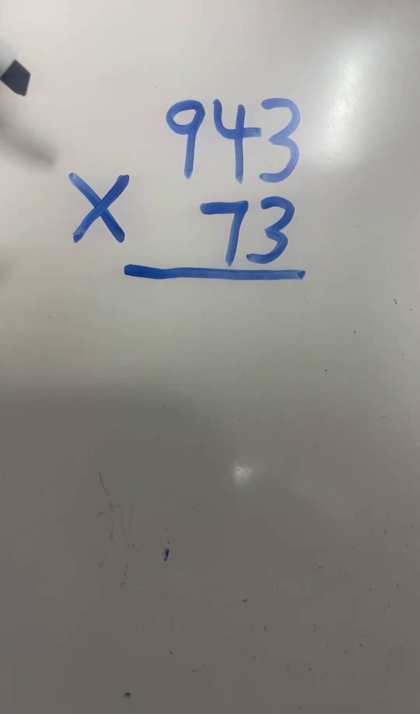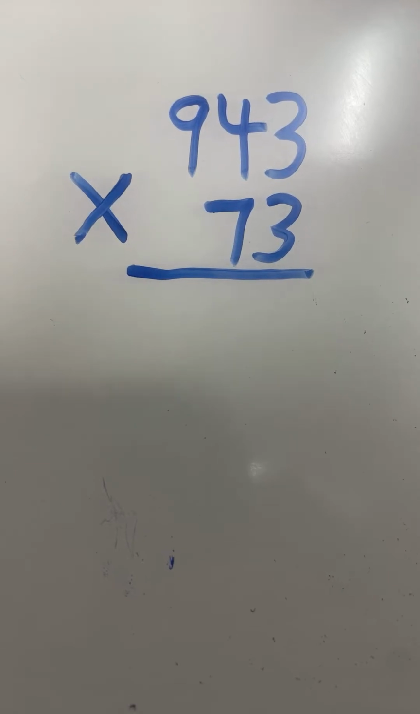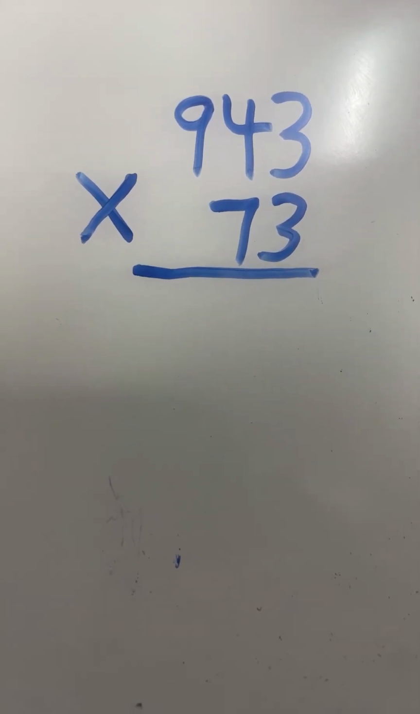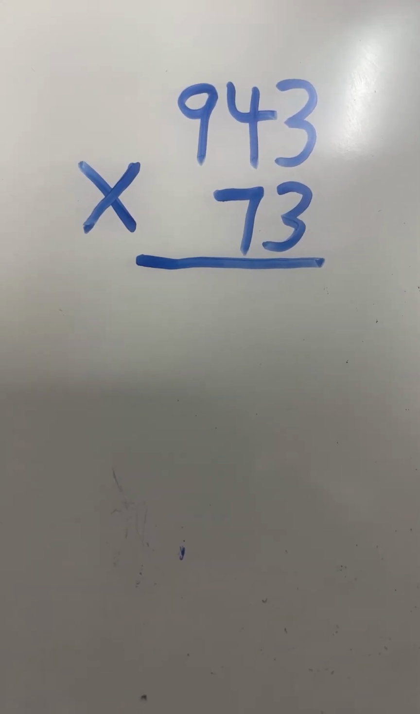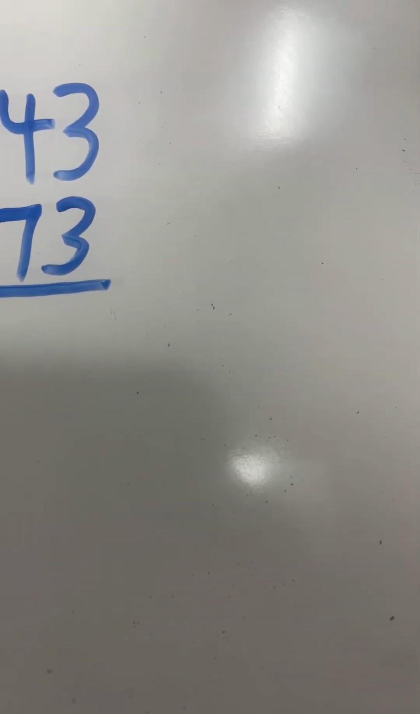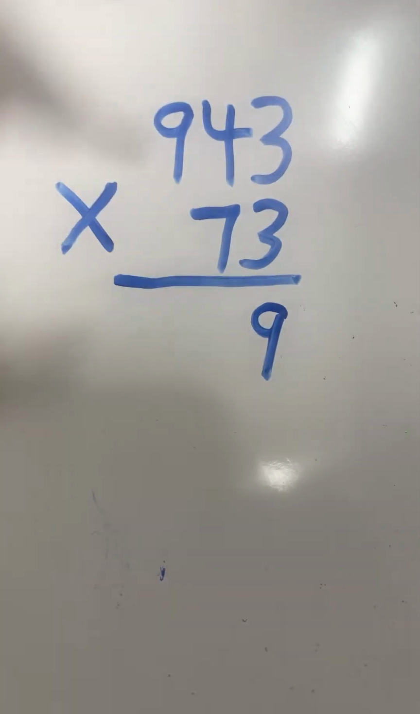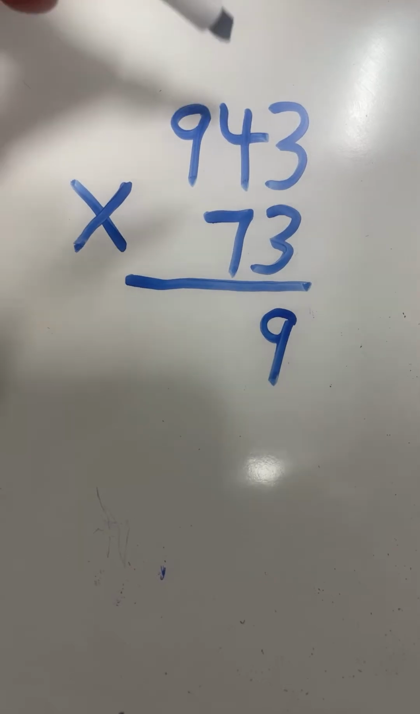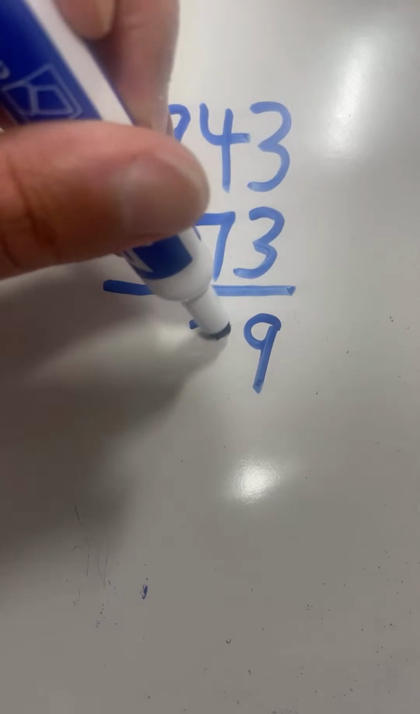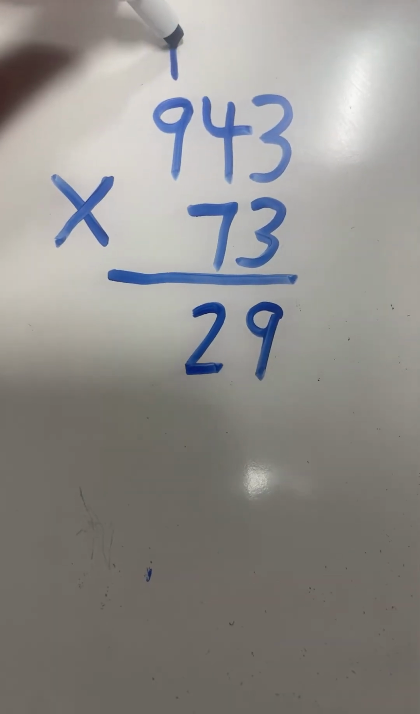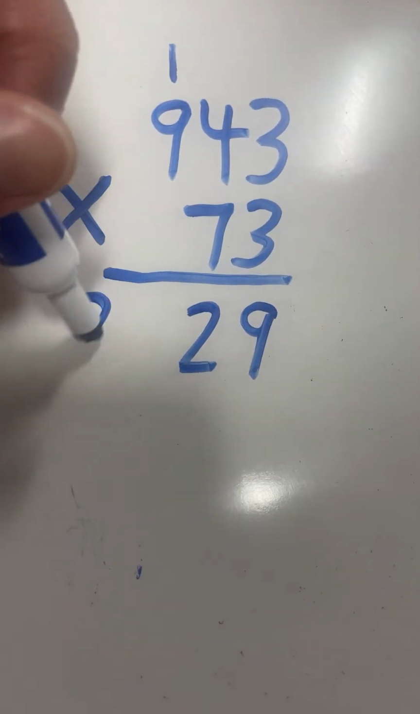All right, we're going to start out by multiplying. Actually, let me read the problem first. 943 times 73. 943 times 73 is our next example problem. All right, starting in the ones place, we're going to multiply 3 times 3. 3 times 3 equals 9. 4 times 3 equals 12. 2, carry the 1. 9 times 3 equals 27, plus 1 equals 28.